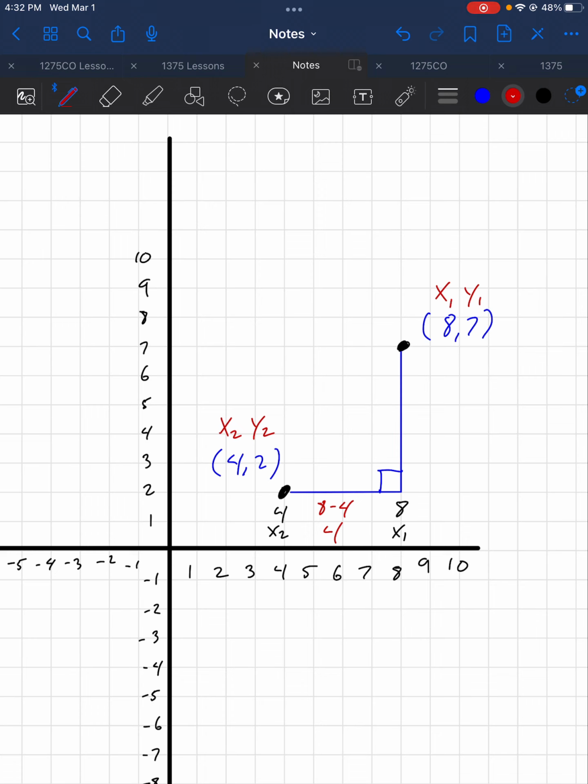If we look at the y values, up here is 7. Down here is a y value of 2. That's y1, and that's y2.